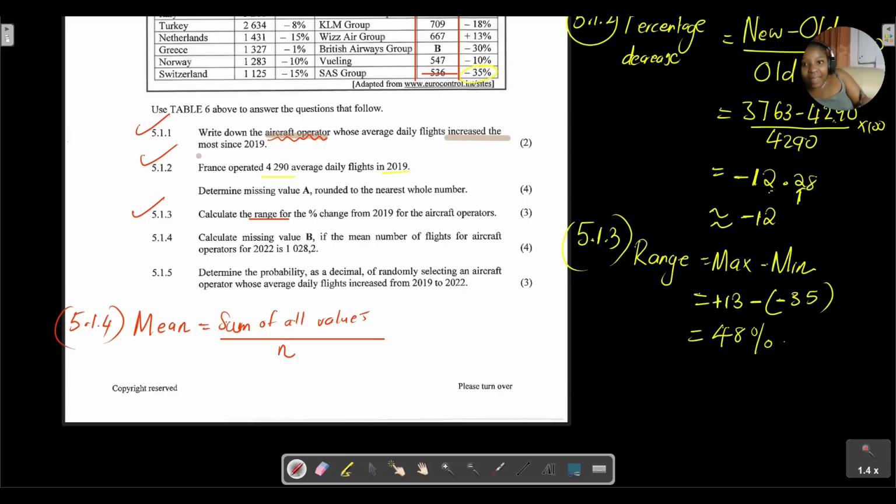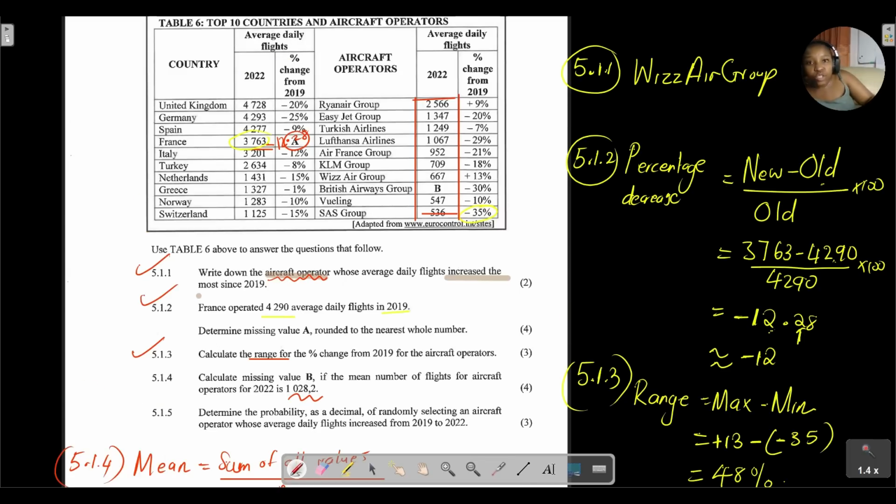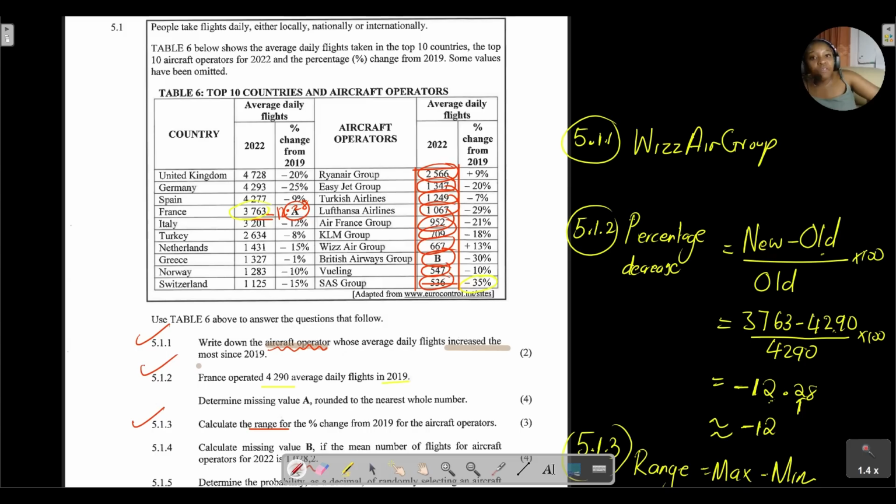So we are told here that the mean is 1028.2. Now we want to sum up all these values. So it's going to be 2,566 plus 1,347 plus 1,249 plus this, plus that, plus B, plus this, plus that, divided by how many values do you have? 1, 2, 3, 4, 5, 6, 7, 8, 9, 10.